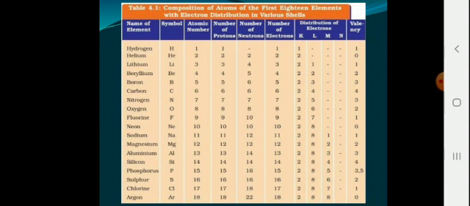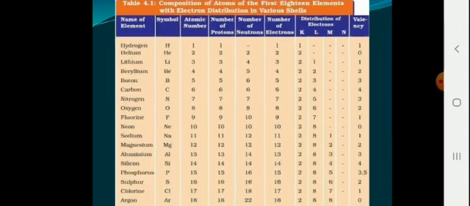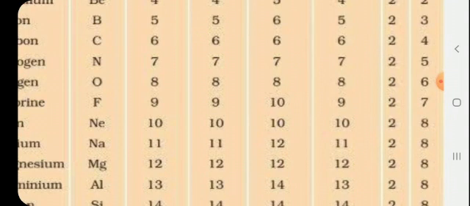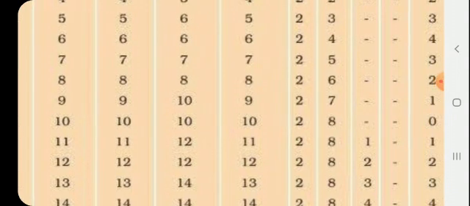This chart shows composition of atoms of first 18 elements with electron distribution in various shells. Let us take an example. Sodium has symbol Na. Atomic number 11. Number of protons 11. Number of neutrons 12. Number of electrons 11. Distribution of electrons 2, 8, 1.